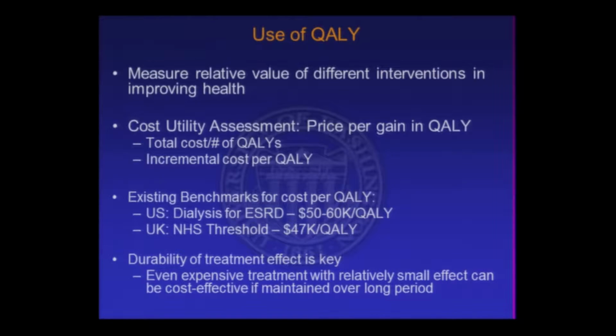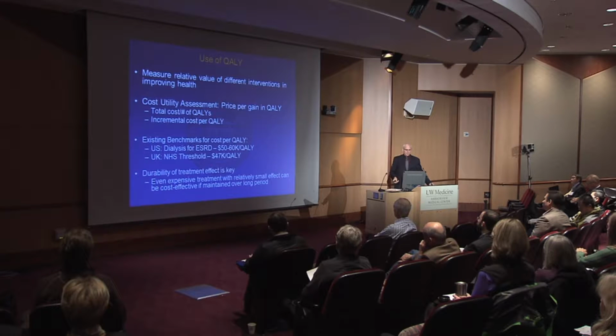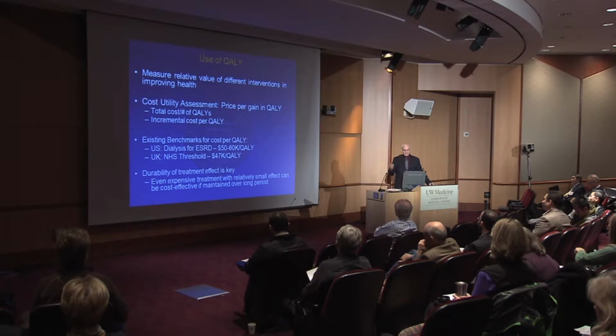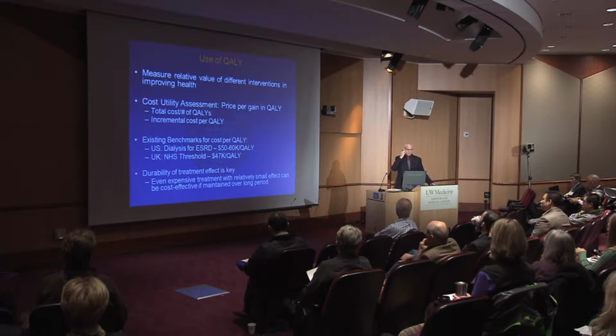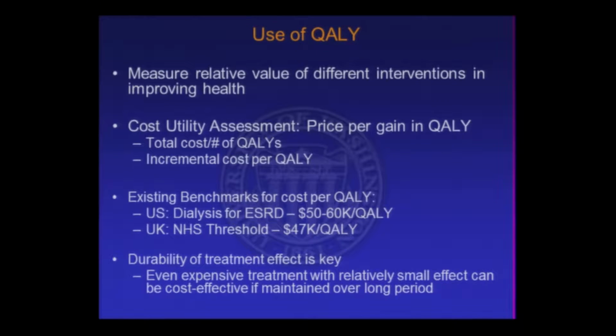So how are QALYs being used? I think the most important is as the cost utility assessment. So again, I talked about the price per gain in QALY, and there are some benchmarks that have already been established back as early as the 60s or 70s. It was established in the US that dialysis for end-stage renal disease was thought to be cost effective at a cost of about $50,000 to $60,000 per QALY. The UK NHS system actually has a threshold, I believe it's £28,000 per QALY as well, which comes out to about $47,000 per QALY, not too dissimilar.